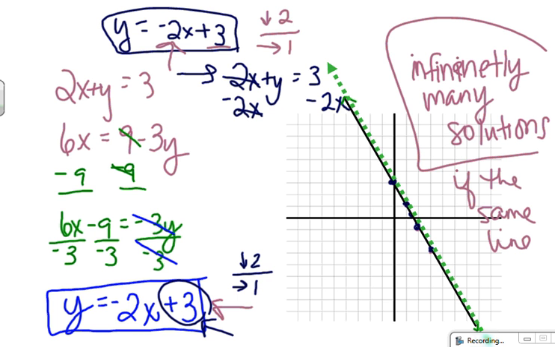All right. Let's do another example where you actually get a solution, but I wanted to go ahead and show you that so that if you ever get equations, and when you manipulate them they turn out to be the same line, you don't even have to graph it. You can automatically tell me that it's infinitely many solutions. All right, on to our next example.